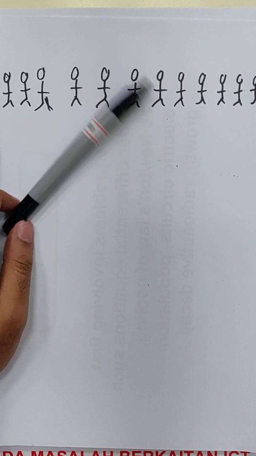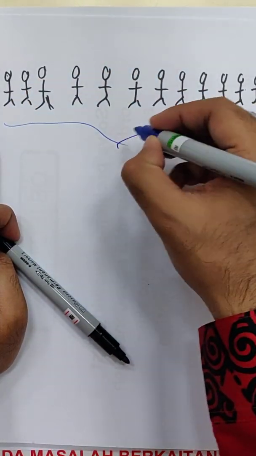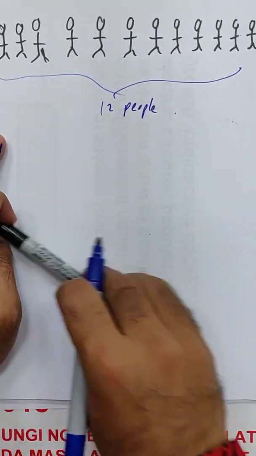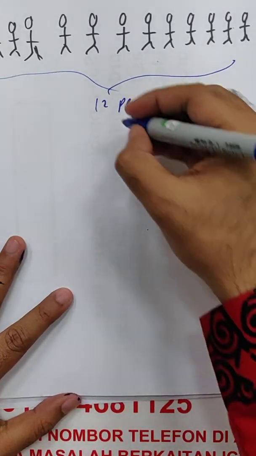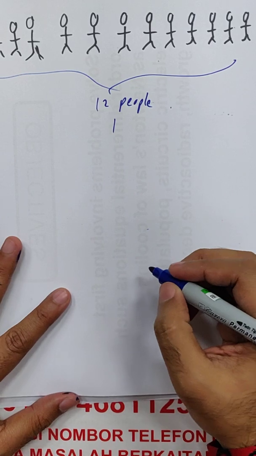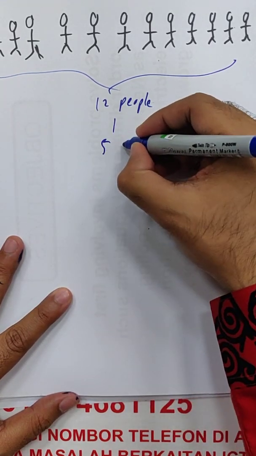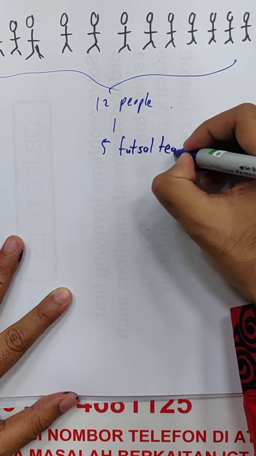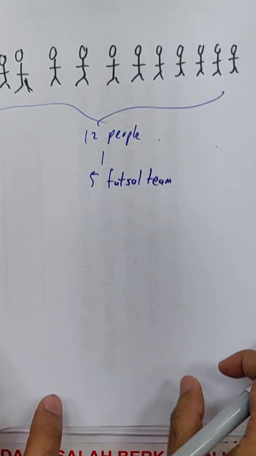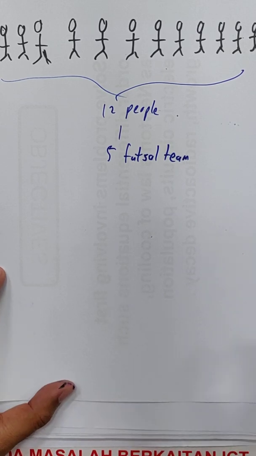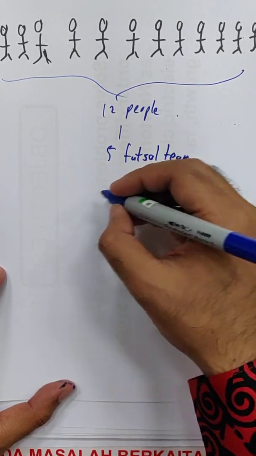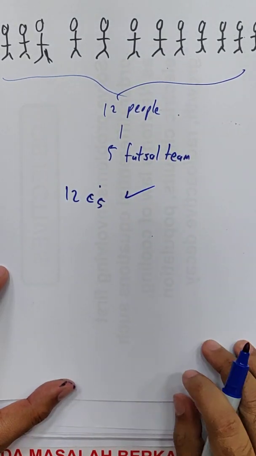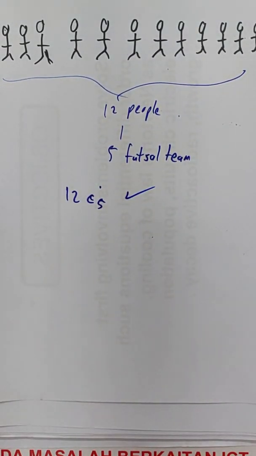Let's say you have 12 people that you want to play futsal. And how many people in one futsal team? 5 or 6? 5 people in a futsal team. How do you calculate? A normal way will be 12C5, which is correct.